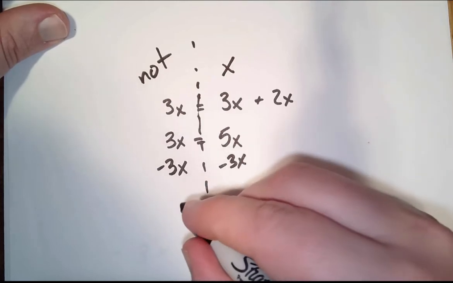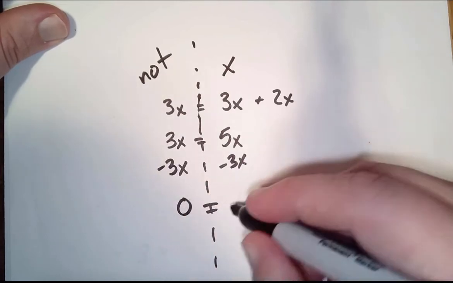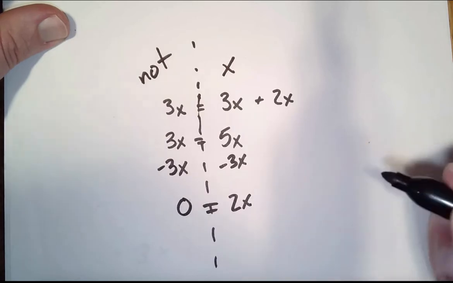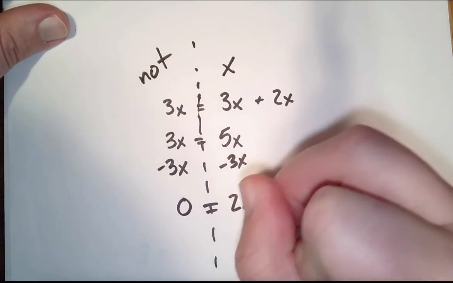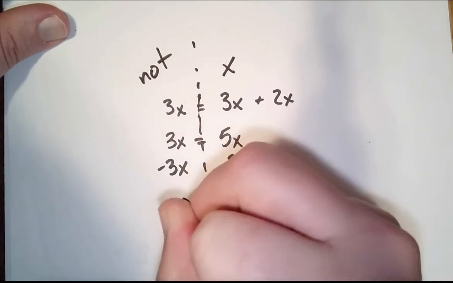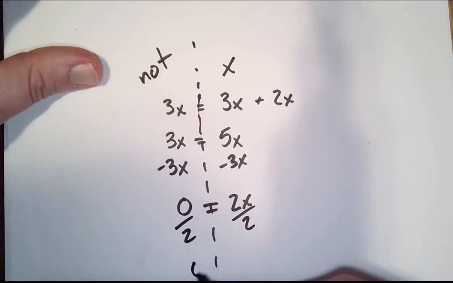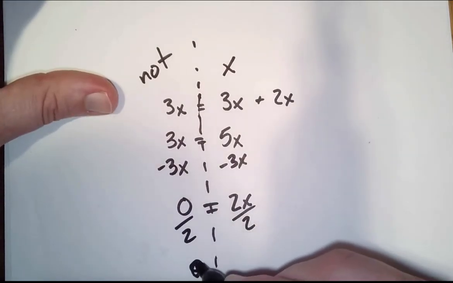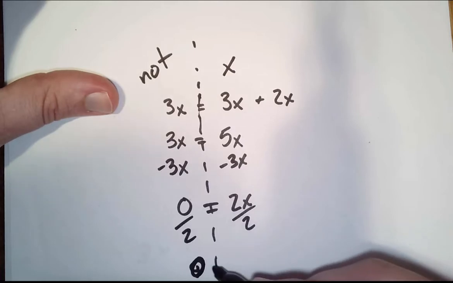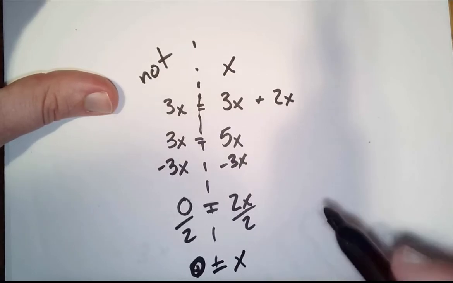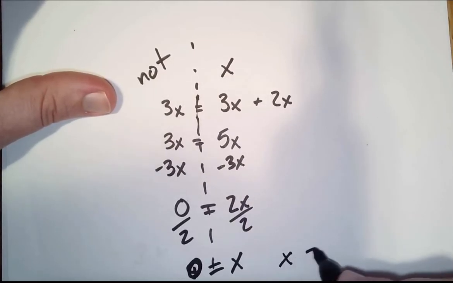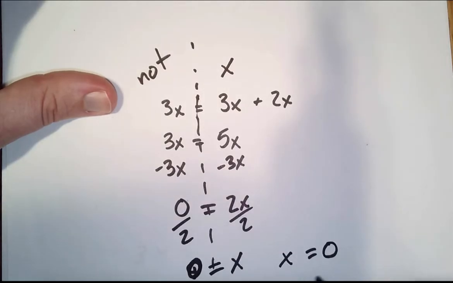And I'm left with 0 equals 2x. Well, how do I get this x by itself? Divide by 2. Divide by 2. 0 divided by 2 is 0. Whoa. 0 equals x, or x equals 0.